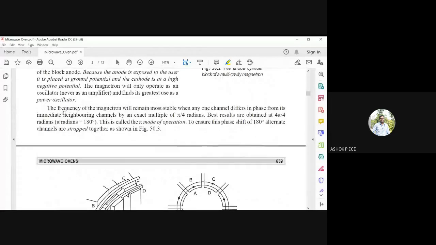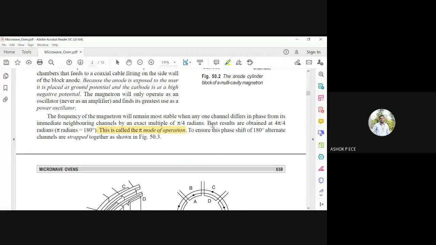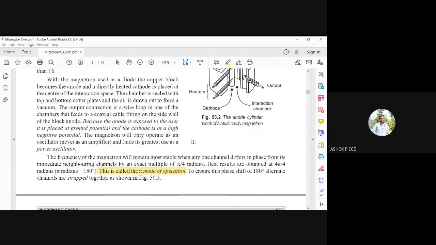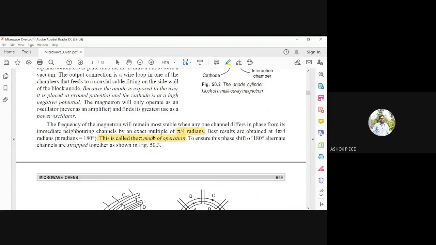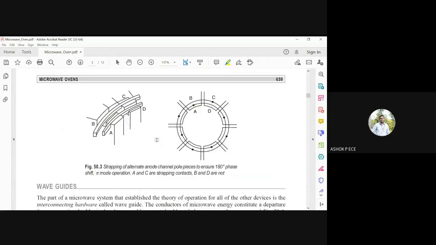And the operation of the magnetron is called the pi mode of operation. Pi mode means when you have four anodes, each one differing by pi by 4 angles or 45 degrees. So when you add all the phase angles, it is going to be 180 degrees. That is the logic.